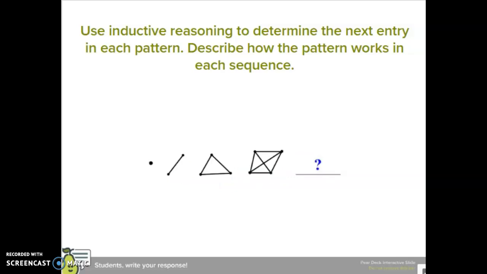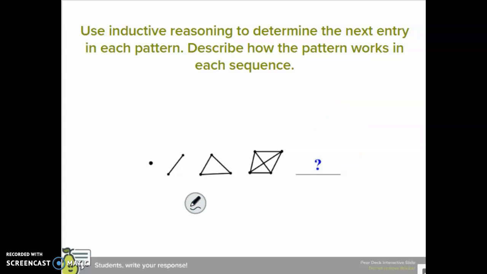Last one, little geometry here. Use inductive reasoning to determine what is next in the pattern. So pause it, maybe you can draw it. So hopefully you had a pentagon, 5 sides, and then have all of the diagonals drawn in. So a little star in the middle.